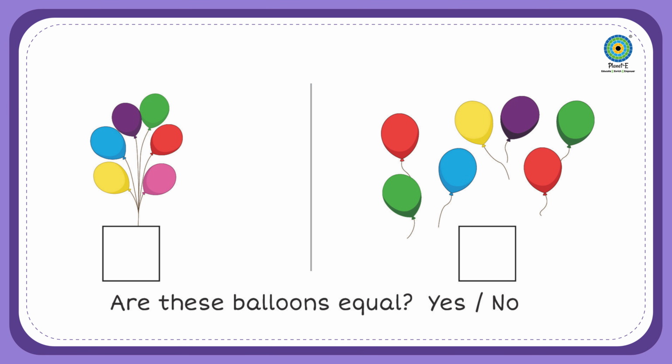Count the balloons. 1, 2, 3, 4, 5, 6. There are 6 balloons in this set. We will count the other set. 1, 2, 3, 4, 5, 6, 7. There are 7 balloons in this set. Are these balloons equal? No.